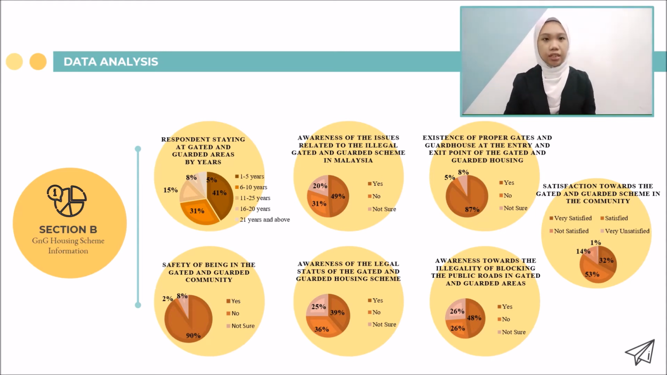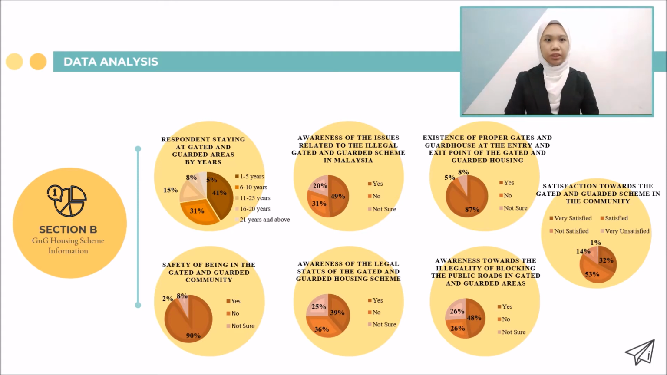Moving on to the next pie chart, which is on the existence of proper gates and guardhouse at the exit and entry points of the housing scheme. The majority of the respondents, which made up 87%, state that there are proper guardhouses and gates at the entry and exit points of the housing scheme, while only 5% state that there are no proper gates and guardhouse at their gated and guarded housing scheme.